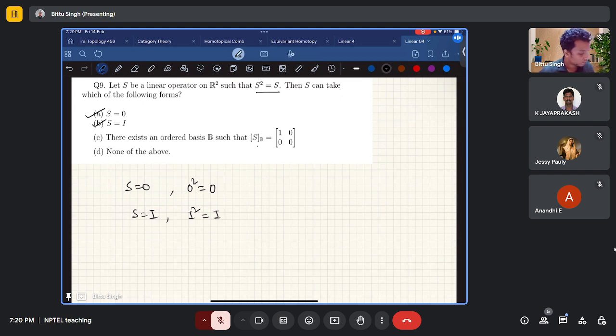Now if we take S to be the matrix [[1, 0], [0, 0]], then S squared is the same as [[1, 0], [0, 0]] times [[1, 0], [0, 0]]. So this is the same as [[1, 0], [0, 0]]. Again we are getting S squared to be S. So A, B, C are the choices, that is, S can take those forms. So A, B, C are the correct answer. D is not correct.